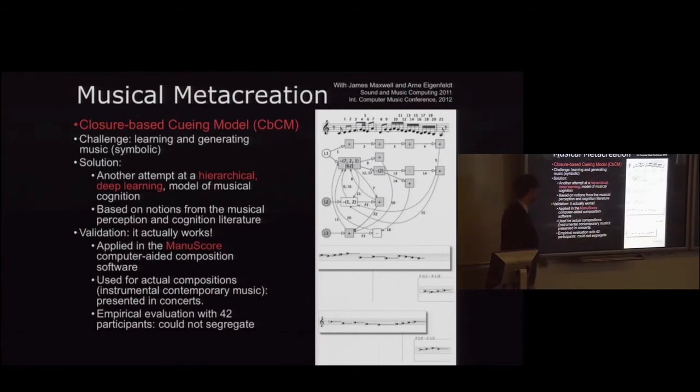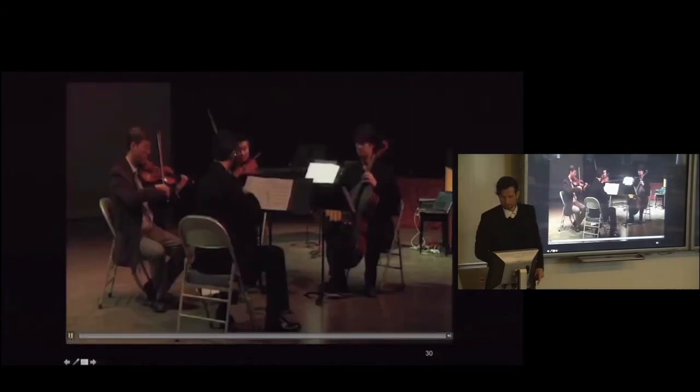We did a formal evaluation of that system with 42 participants, and again, they could not segregate between the computer-assisted composition and the non-computer-assisted composition where the composer was using a normal music notation software. Okay, here is an example of the results that I want to play because we can hear an articulation between two parts in that example. So it's computer-assisted composition in that case. It's not only machine-generated, it's been edited by the composer.